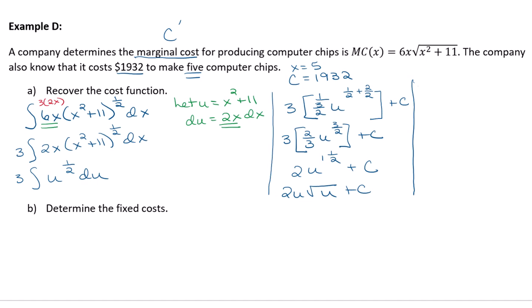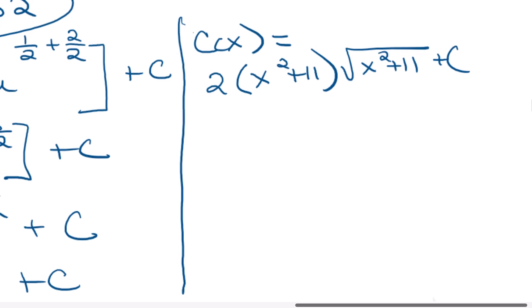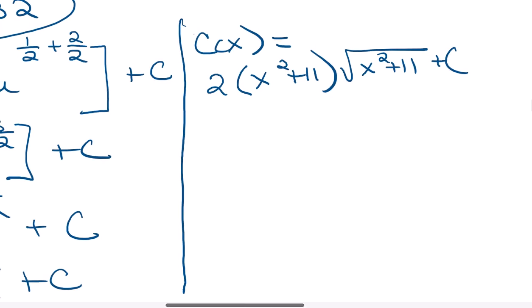Let's plug our u back in, which means our cost function would be 2 times (x squared plus 11) times the square root of x squared plus 11, plus c. But we need to know what that c is. Remember, they gave us a point. When x is 5, the cost is 1932. So let's plug those in.